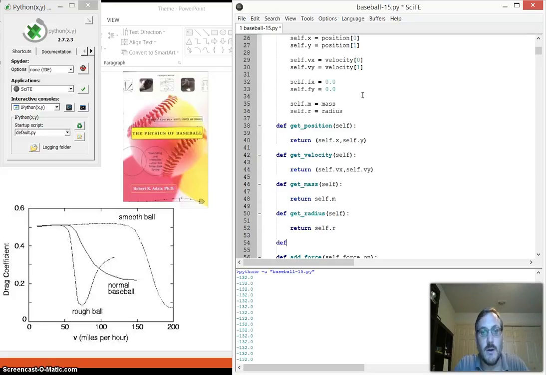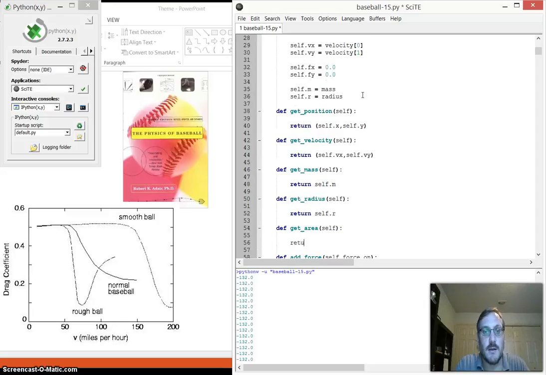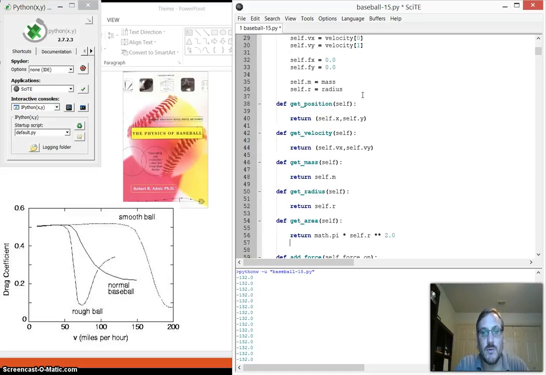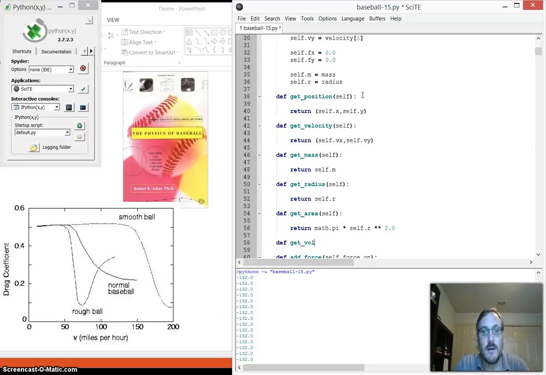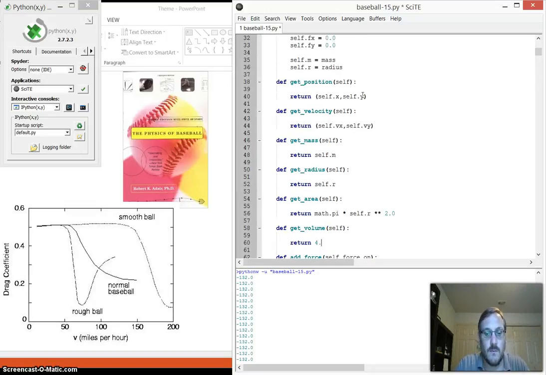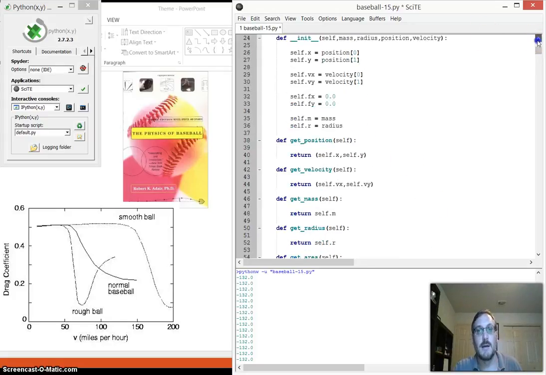Then another thing we could add in here would be get the cross-sectional area, right? And the cross-sectional area is going to be equal to pi times the square of the radius. So it's possible that we'd want to use that, and it's also possible that we might want a volume, right? And the volume is going to be 4/3 times pi times r cubed.